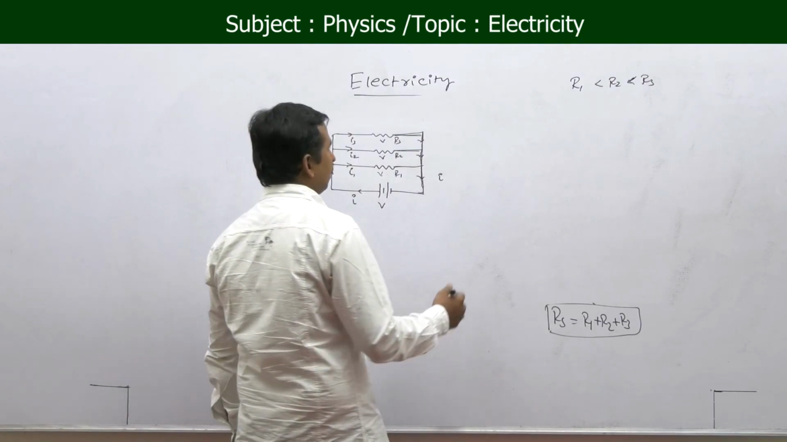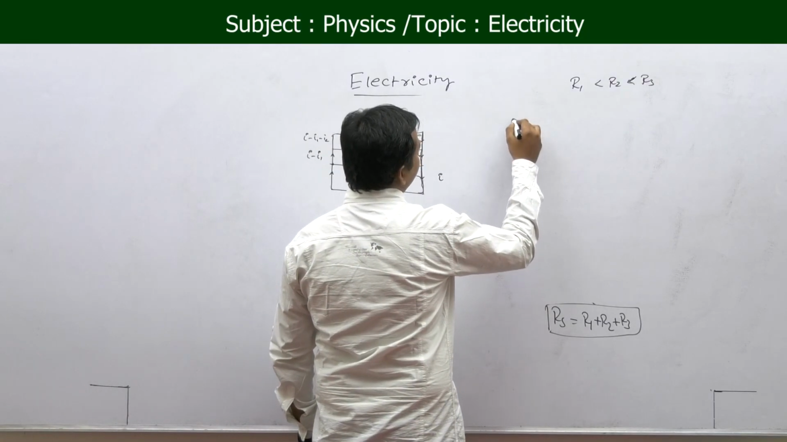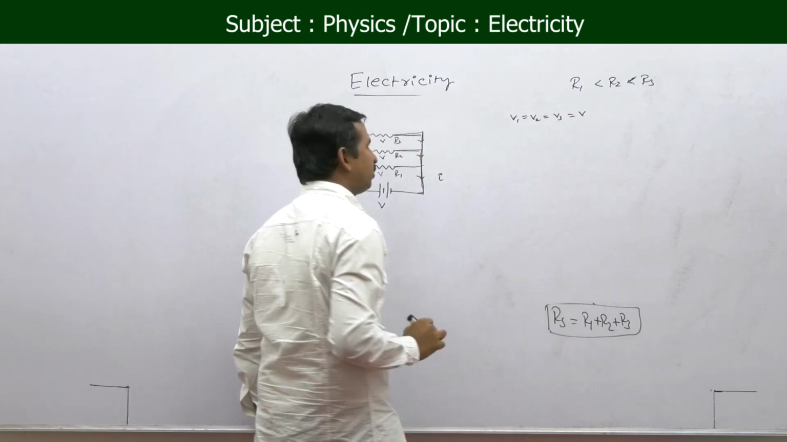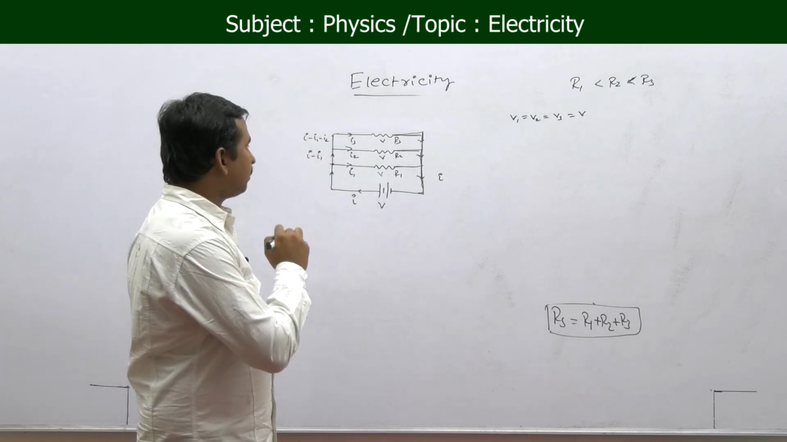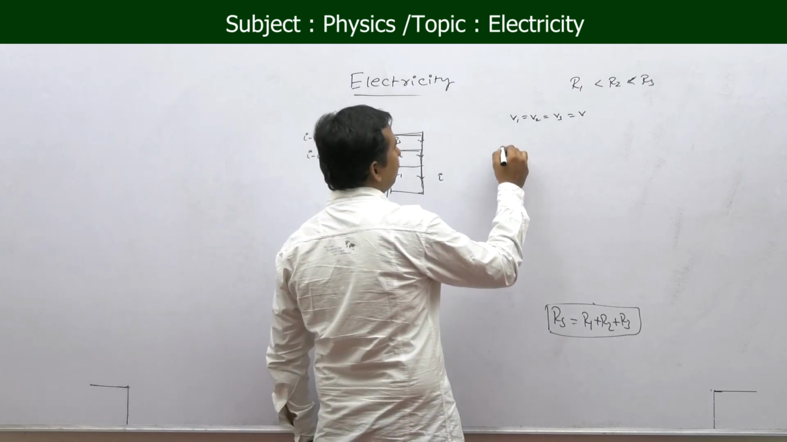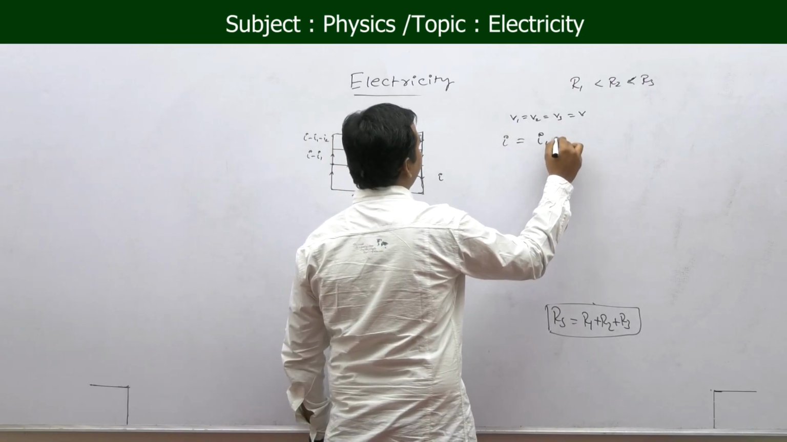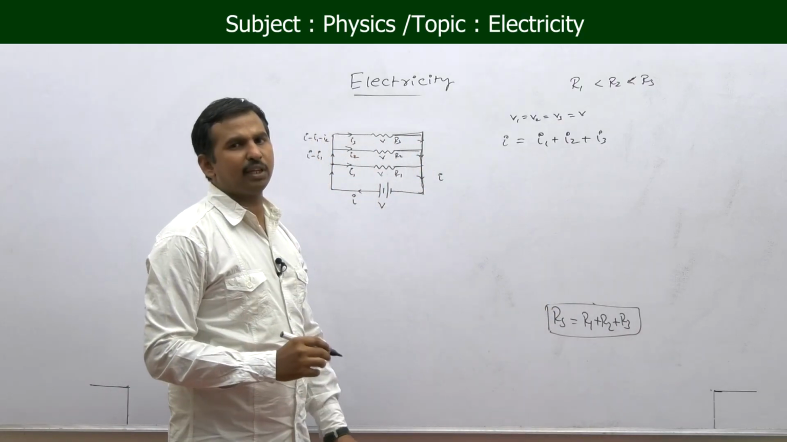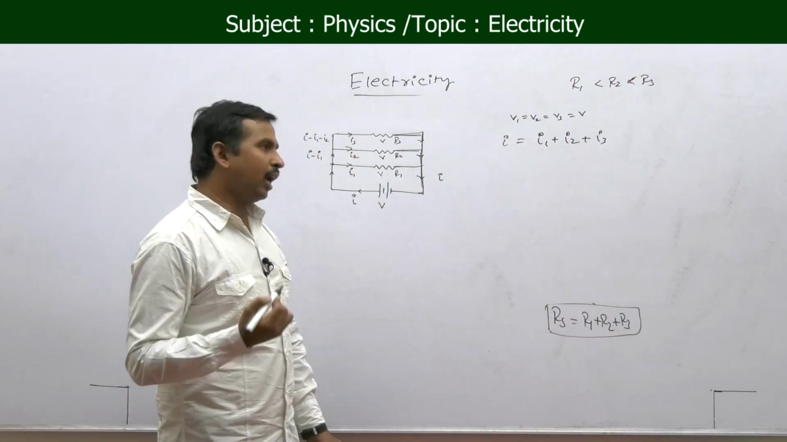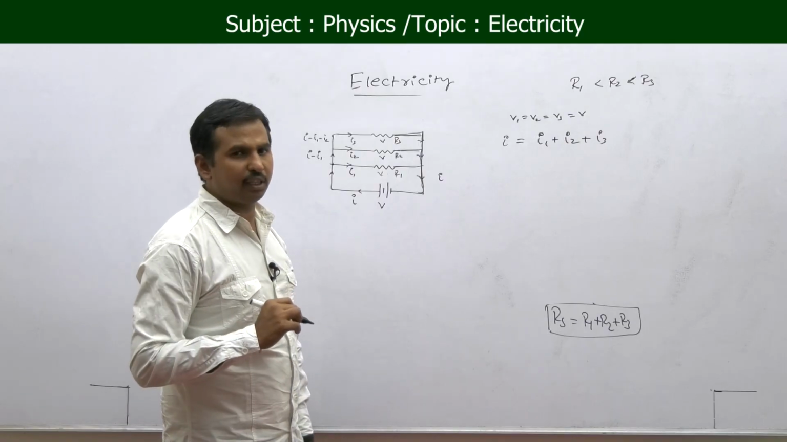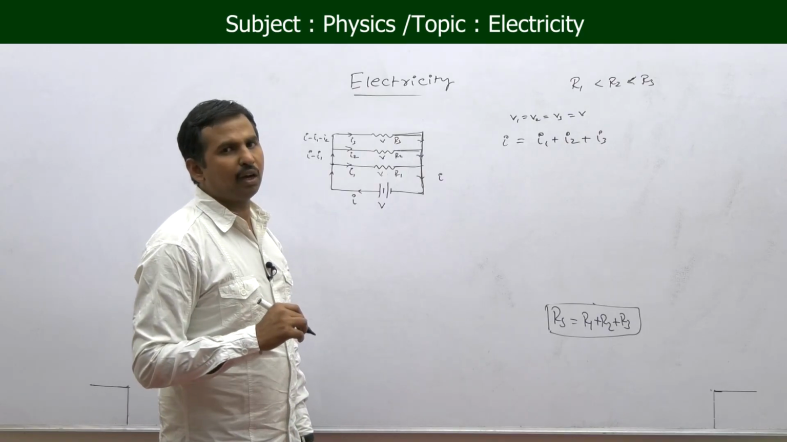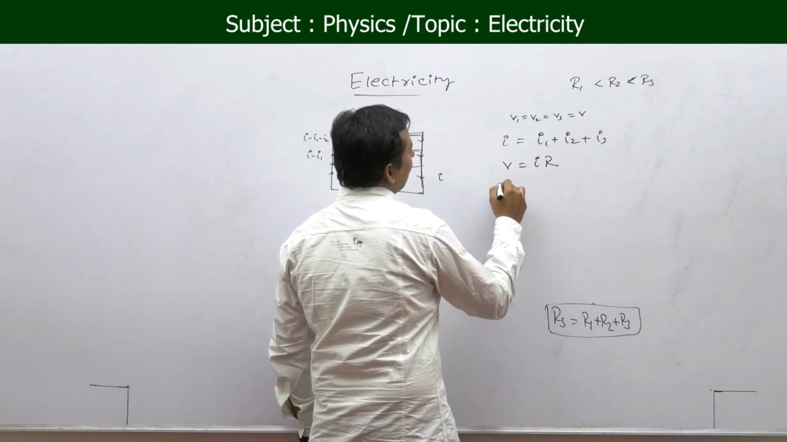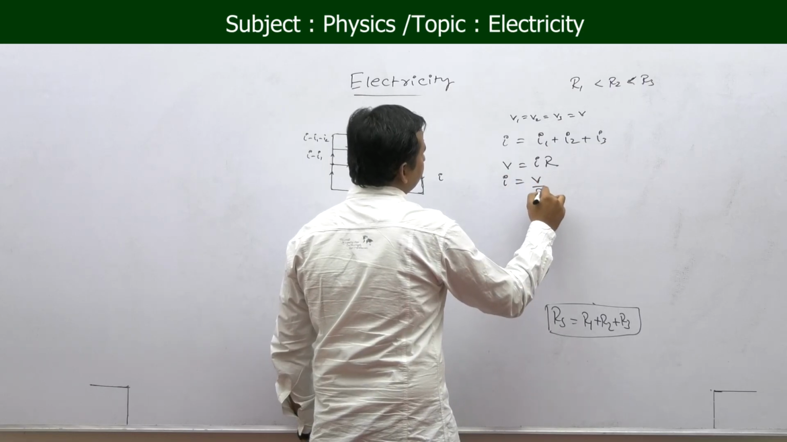In this case, as the voltage remains the same, I take V1 equal to V2 equal to V3, and in all cases it is taken as V only. Whereas the total current I is divided as I1, I2 and I3, that is I1 plus I2 plus I3. And we know that as the resistance is different here, V is equal to IR, then I is equal to V by R.